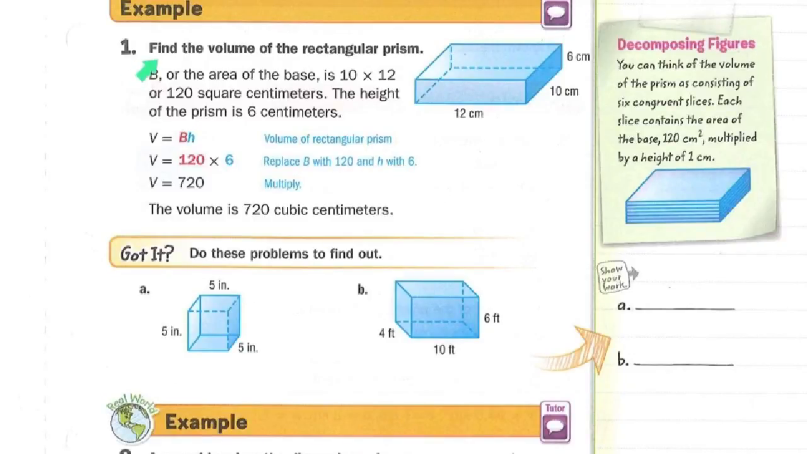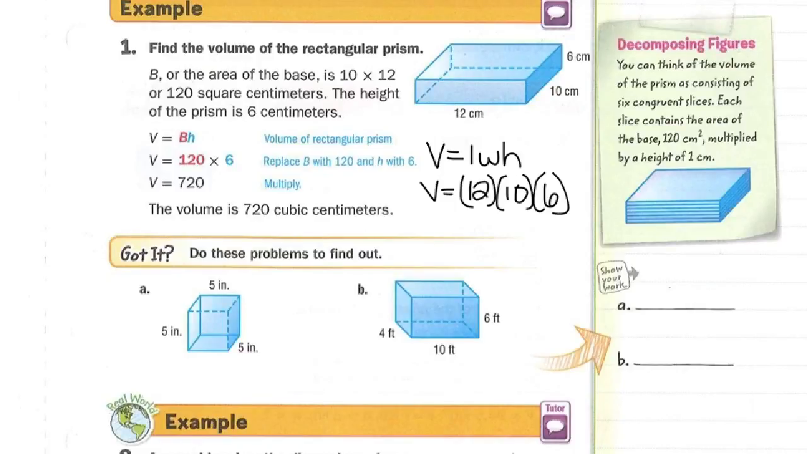Let's do some examples. Let's find the volume of the rectangular prism. B, or the area of the base, is 10 times 12, which is 120 square centimeters. The height is 6. So we would write the formula for volume as volume equals area of the base times the height. So we get volume equals 120 times 6, which is 720. You could have also written volume equals length times width times height, 12 times 10 times 6, and just multiplied them all together.